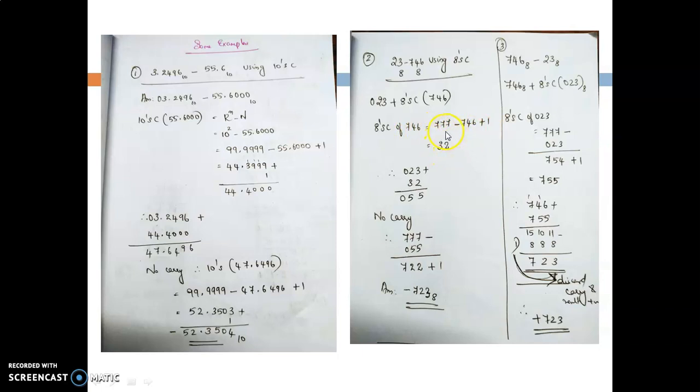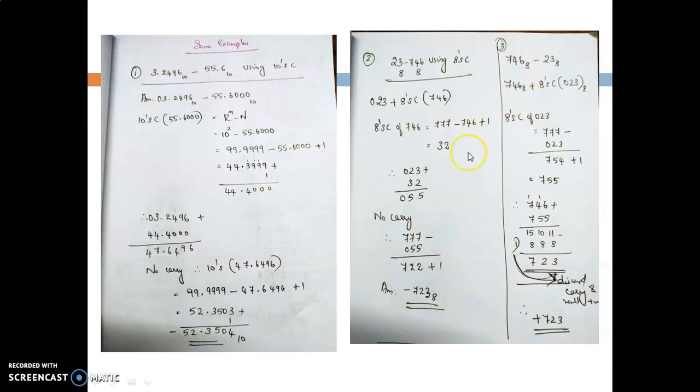This is your 8's complement, and that has to be added with your 23. So 023 plus 32, that is 055, which means that no carry is generated from your MSB. So since no carry, the result is negative. So take the 8's complement of the result, which is done by 777 minus 055. That is 7's complement only, plus 1 will give you 8's complement. So it is 723, that is minus 723 to the base 8.